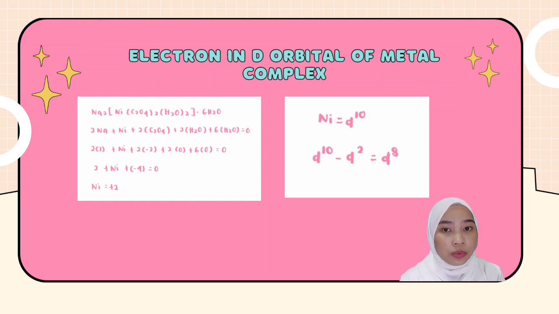After that, we can see that nickel is in group 10 in the periodic table. So we need to subtract the charge of 2. D10 minus 2, so we will get d8.